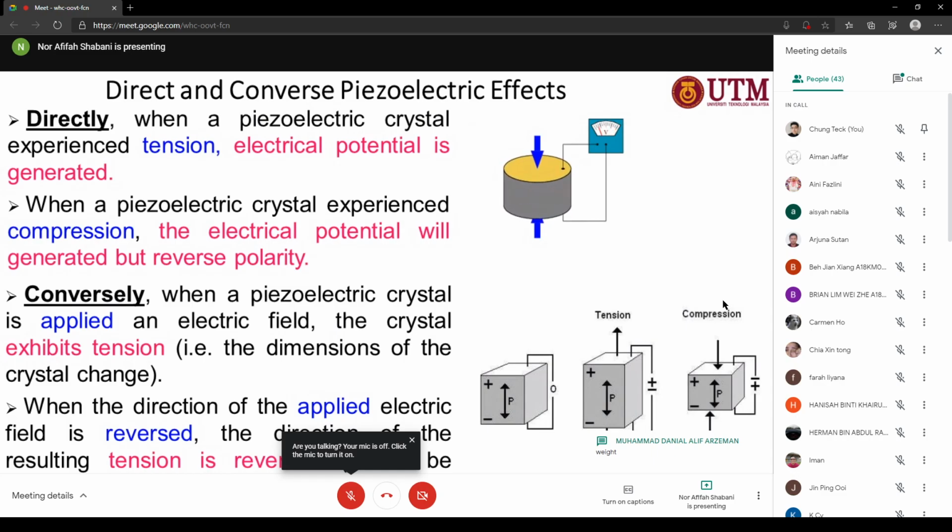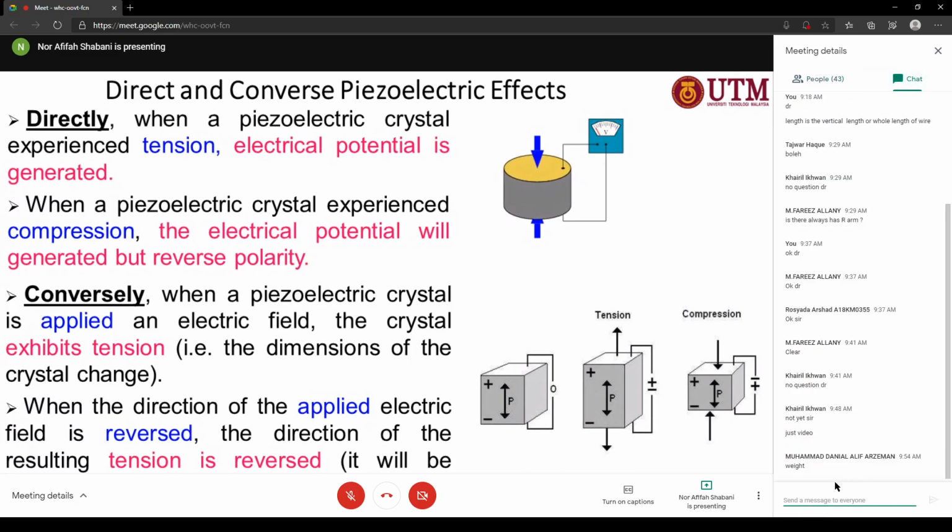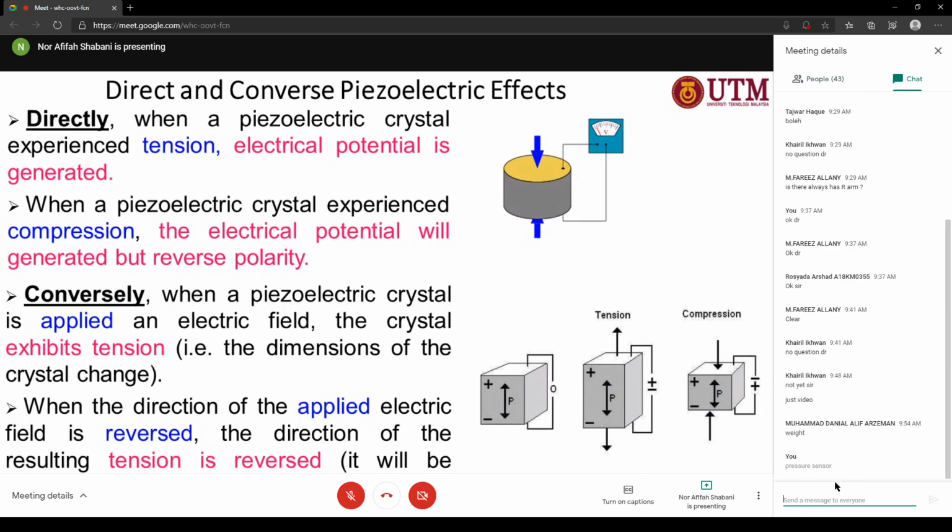Wait. Okay. Right. What's L? Aini Fazlini, you're fast asleep, ya. Okay, what's the other example? Pressure sensor.